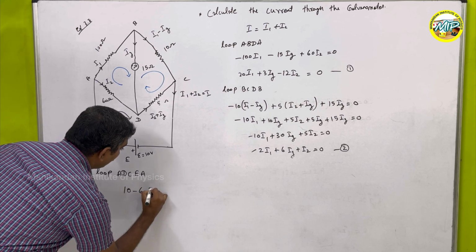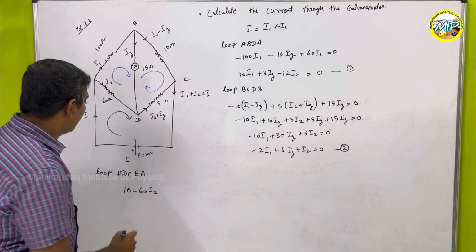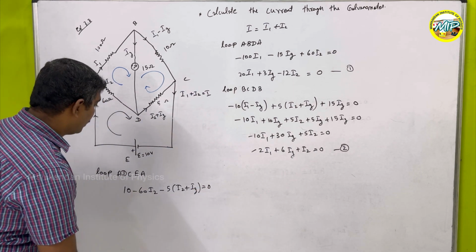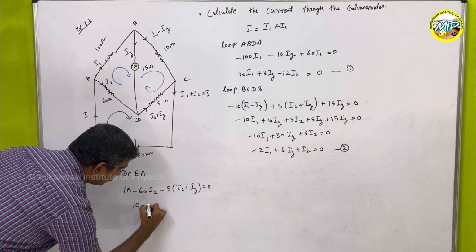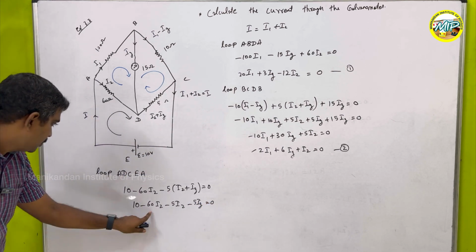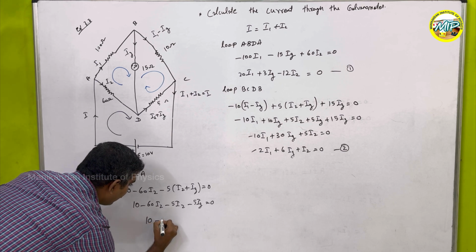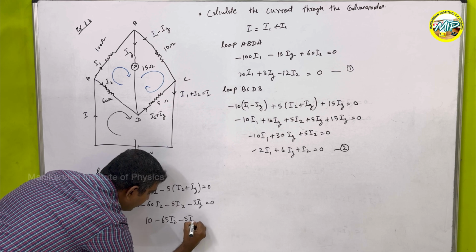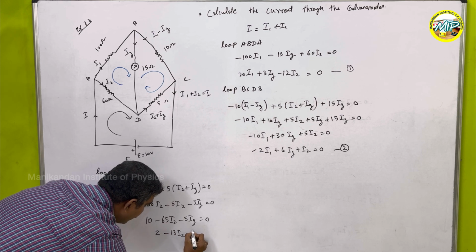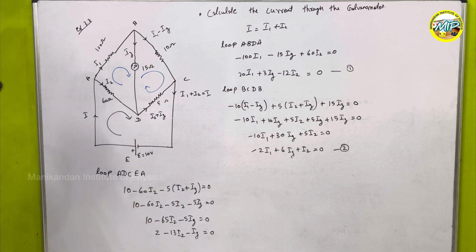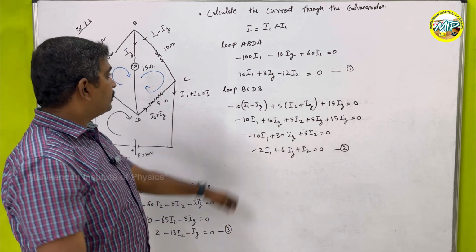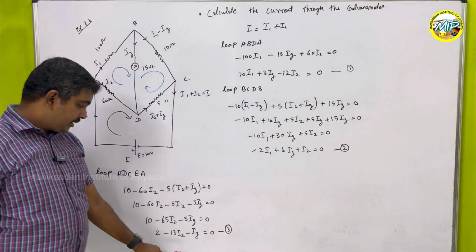It's going to be 60 into I2. So here loop direction and current direction are the same. So minus 5 into I2 plus Ig equal to 0. Then I can simply solve this equation. 10 minus 60 I2 minus 5 I2 minus 5 Ig equal to 0. So it is going to be 10 minus 65 I2 minus 5 Ig equal to 0. Then I can simply write 2 minus 13 I2 minus Ig equal to 0, right? So this is my equation 3. Using my equations 1, 2 and 3, we can solve the problem.